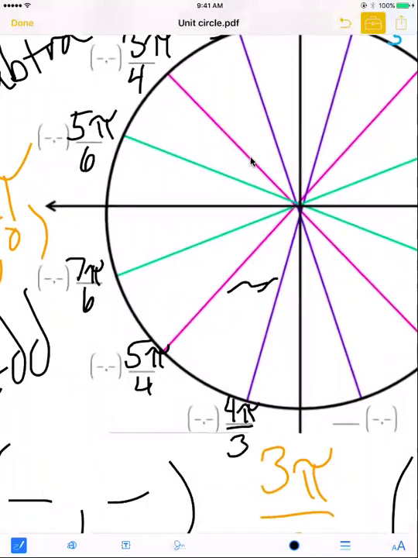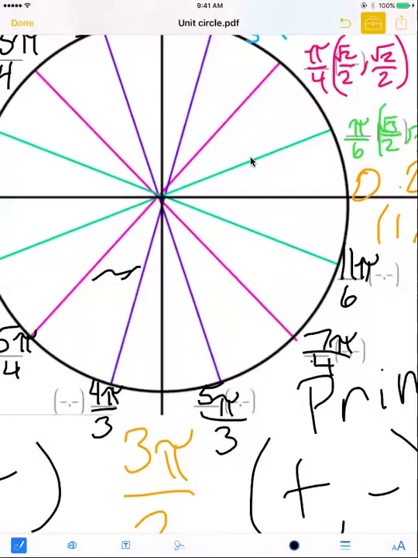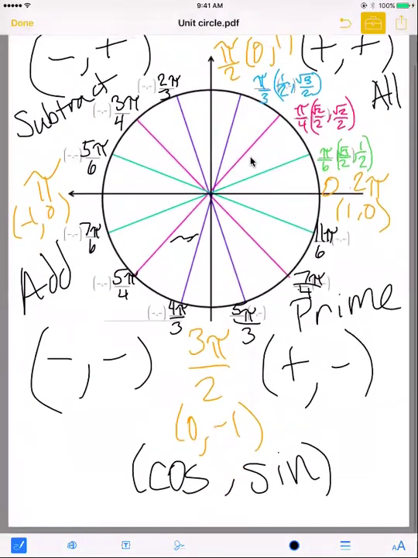And then lastly, we have prime. So it's going to go 3, 5, 7, 11, pi over 6, pi over 4, and pi over 3. Again, you could also just count and simplify all of the fractions, but this is a quick way to memorize that. Again, all of the coordinates stay the same. You just have to change the sign according to the quadrant that they're in.